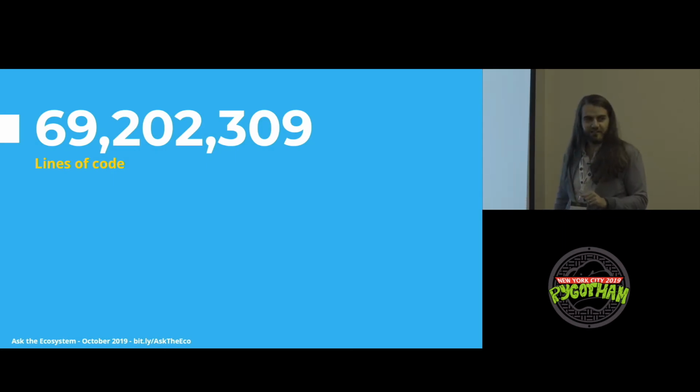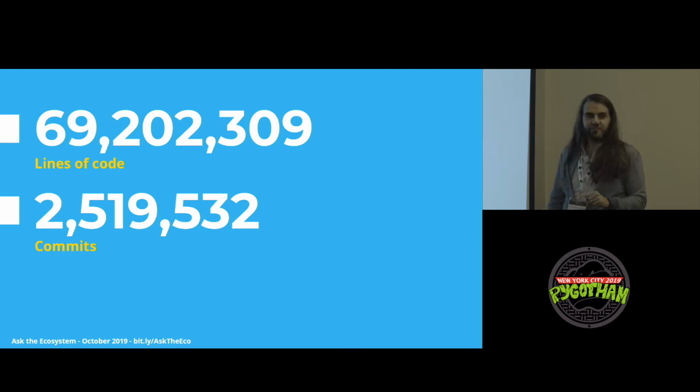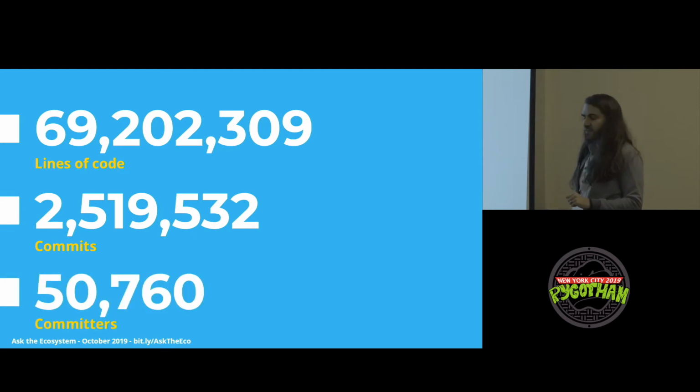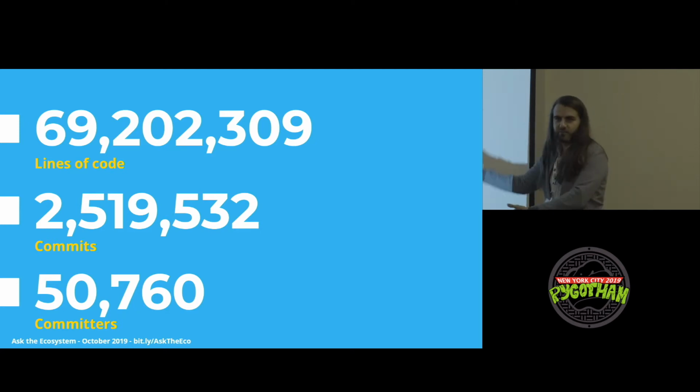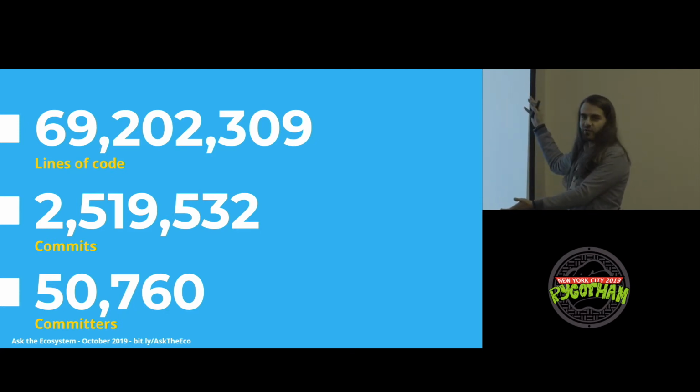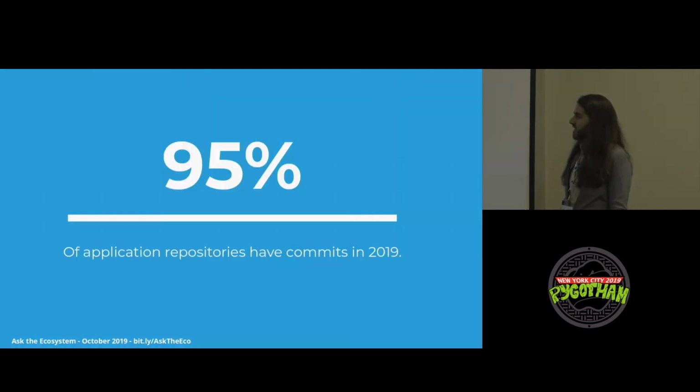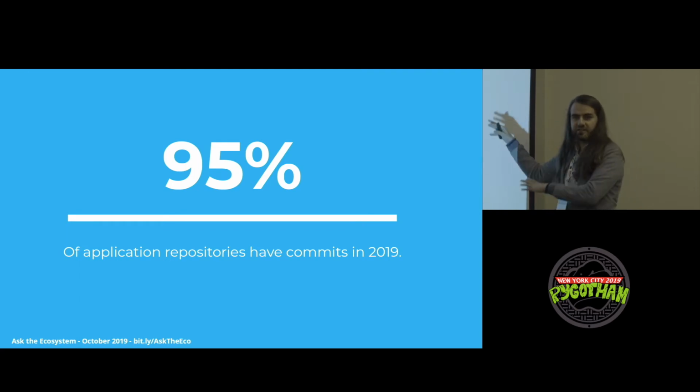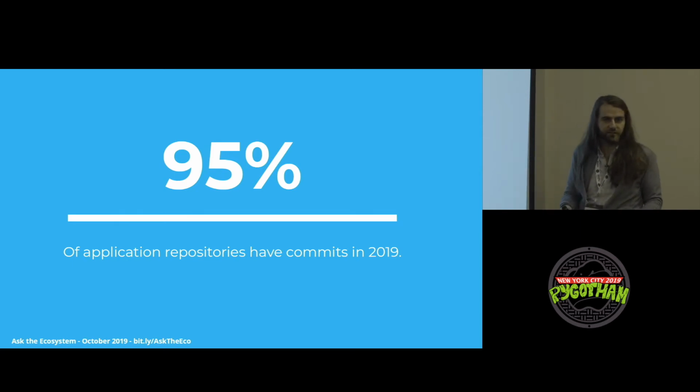69 million lines of code. 2.5 million commits across 50,000 committers. So this would be the largest engineering org ever, basically, if you thought about it this way. And importantly, as we go into the data, I want you to remember that 95% of these application repositories have been updated in 2019, right? So it's not a hard and fast rule, but I do tend to only add applications that are maintained.